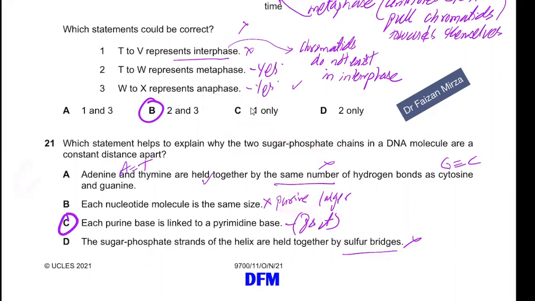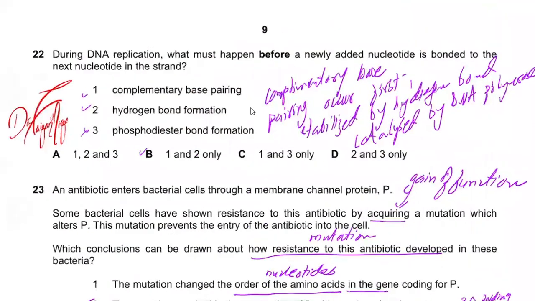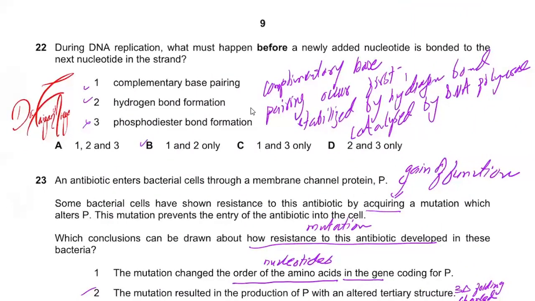We know that the purines are the larger bases. If two purines were added together, the DNA width would increase at that point. If two pyrimidines were added together as complementary bases, then again the DNA width would decrease at that point.